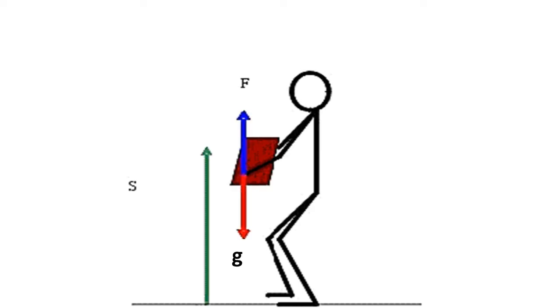Now let's take another example. As we can see, the displacement S and gravitational force G are in opposite directions and are at 180 degrees. So the work done by gravitational force on the given block is negative work.